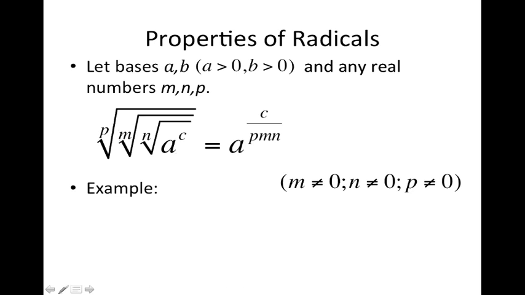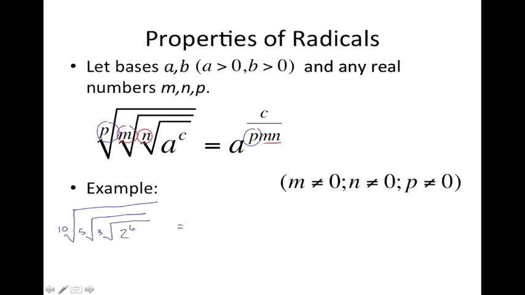So if we look at how this is similar to the previous one, remember in the previous one we just had m times n in the denominator. But now because we're also taking the pth root, that p is also multiplied into the denominator. So if we wanted to do an example, that'd be some big radicals to fit inside each other, the 10th root of the 5th root of the 3rd root of 2 to the 6th power.